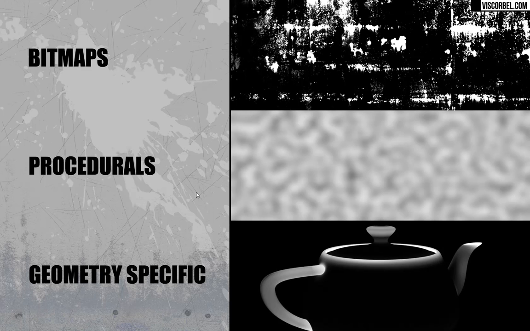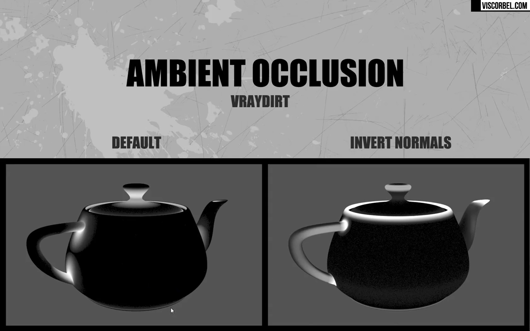Okay, and next you have the geometry specific masks. And these masks are generated from the 3D model of your object in 3D Max or V-Ray when the rendering is happening. So these are pretty useful. So let's look at some examples of geometry specific masks. So the first one is ambient occlusion or V-Ray dirt.